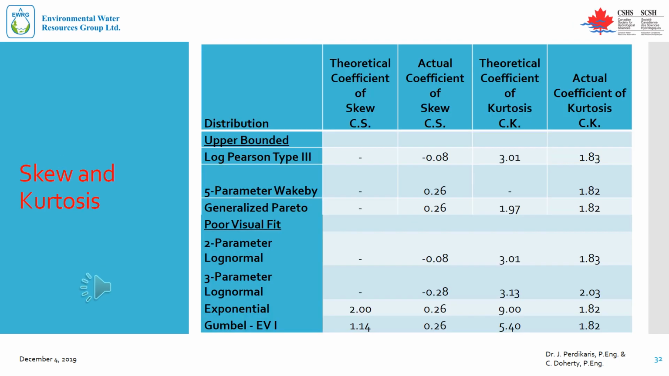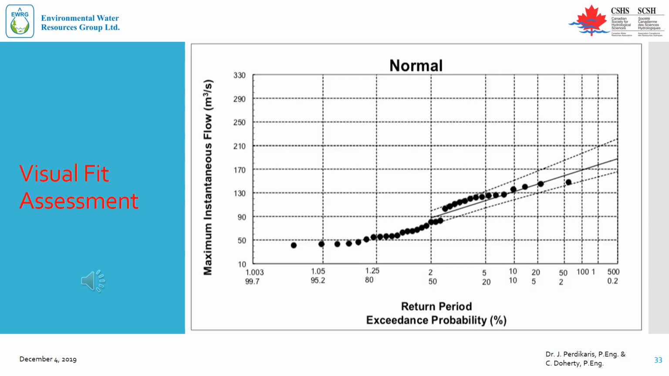In this table, we see a comparison of the theoretical coefficient of skew with the actual coefficient of skew for different frequency distributions. In addition, we also compare the theoretical coefficient of kurtosis with the actual coefficient of kurtosis for the same distributions. In this example, we see the sample data plotted with the normal distribution curve. In addition, the upper and lower 95% confidence limits for the normal distribution have also been plotted.